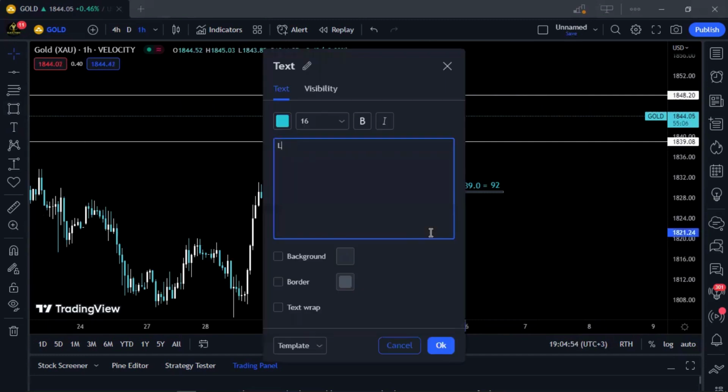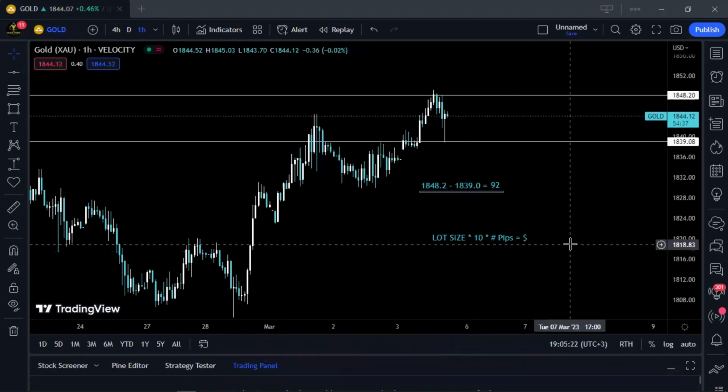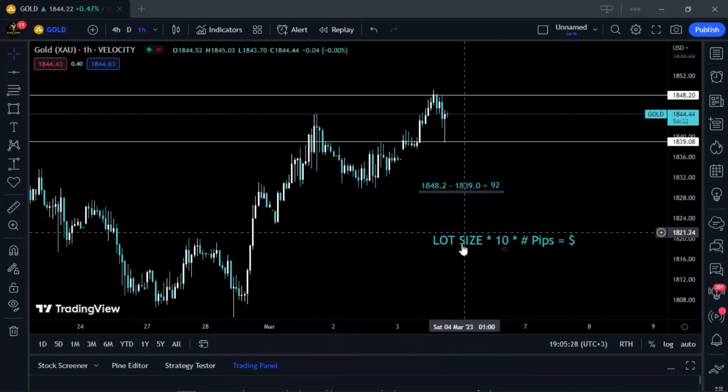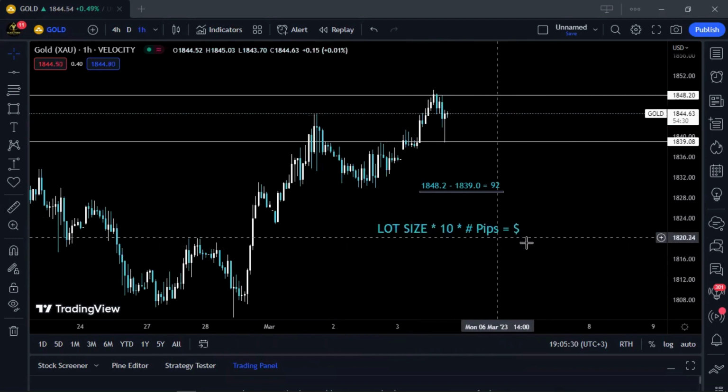The formula is lot size multiplied times 10 times the number of pips equals the dollars. So this is the formula: the lot size you're using times 10 times the number of pips equals the dollars.